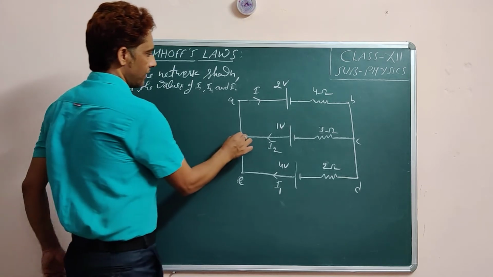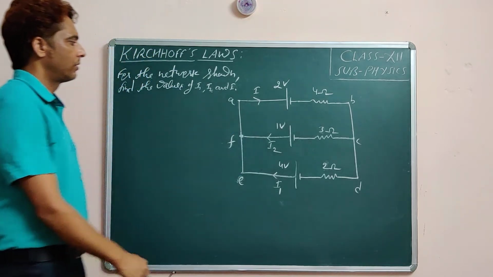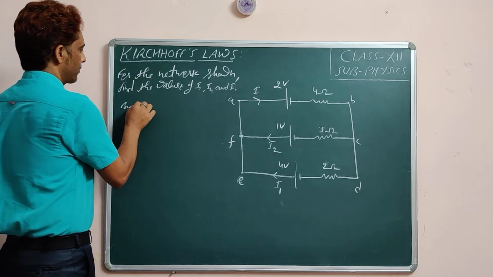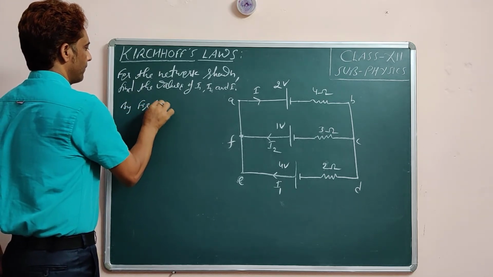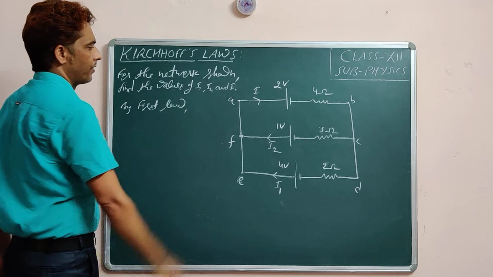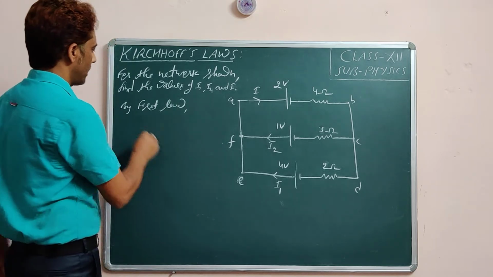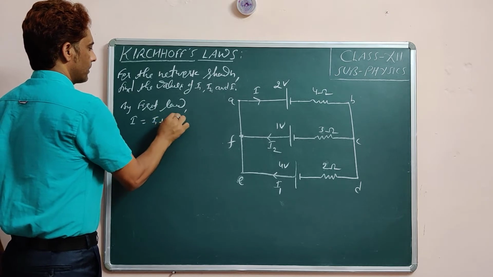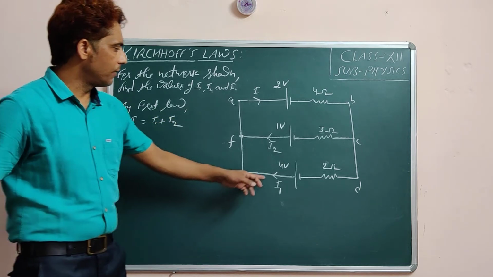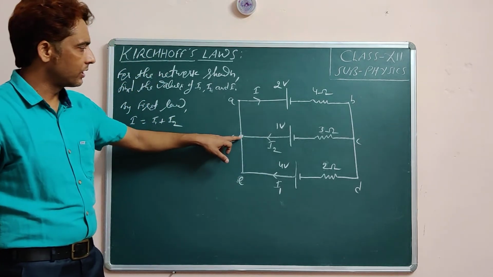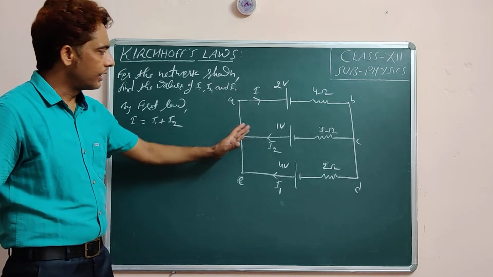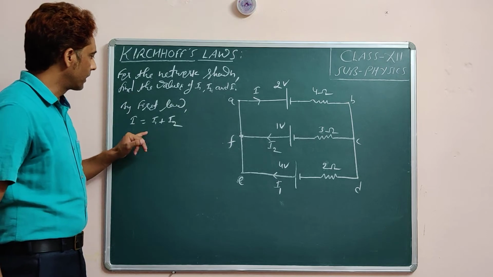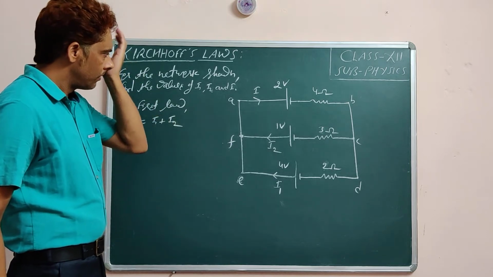So if I apply Kirchhoff's first law, I can write here I is equal to I1 plus I2, because the sum of incoming currents toward this junction is I1 plus I2 and this I is the outgoing current from this junction. So we can write I is equal to I1 plus I2.